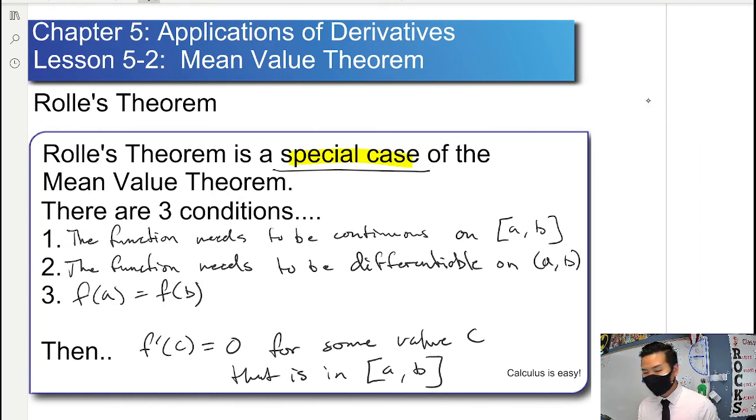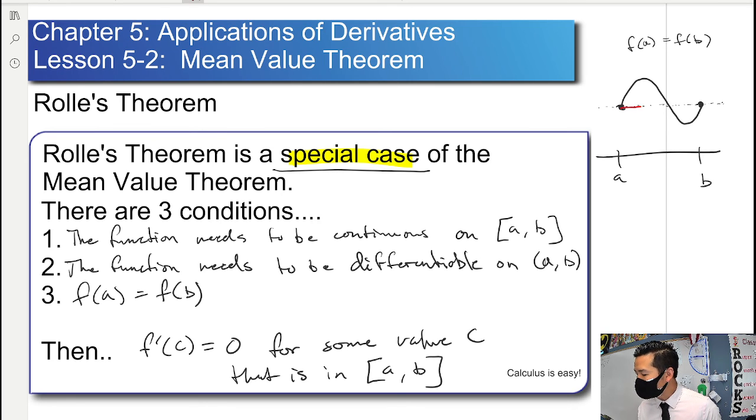Let's say I have a function that is going from A to B, and it looks something like this. It goes up, down, and then matches back up to here. If f of A is equal to f of B, which is this part right here, what's the slope of this secant line? If f of A is equal to f of B, what's the slope of the secant line equal to? 0. Which means that there should be a tangent line that's also parallel to this if it's continuous and differentiable.